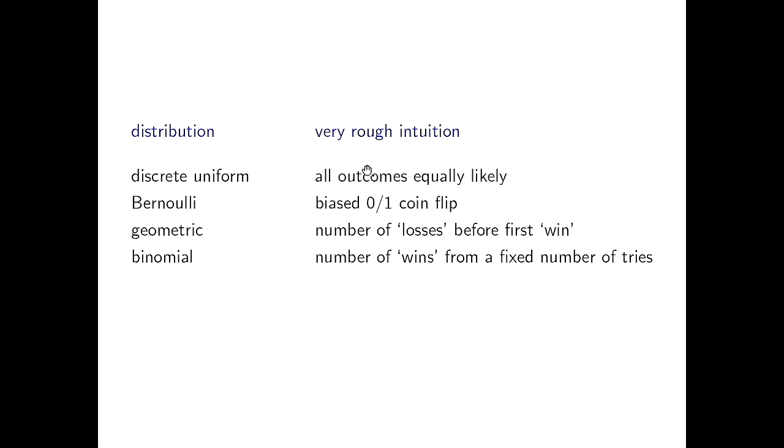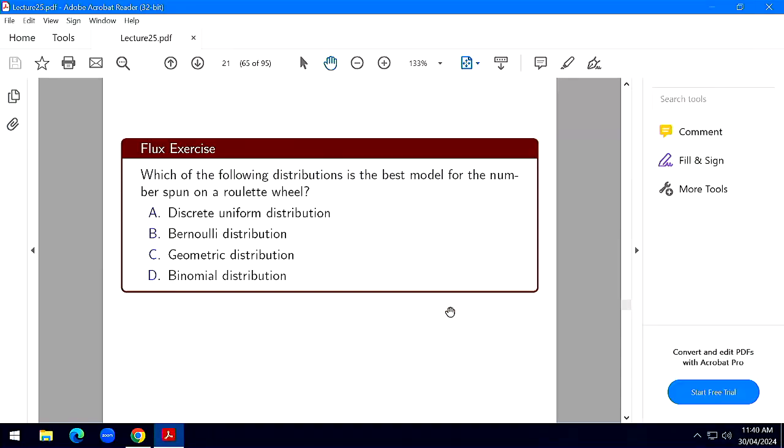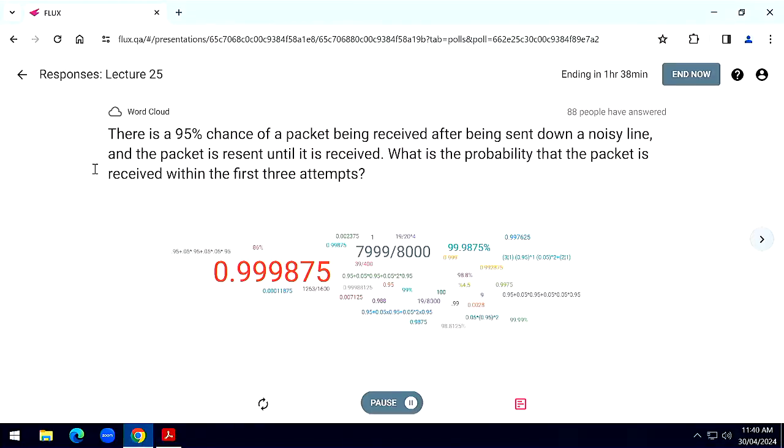Okay. So, discrete uniform, everything equally likely. Bernoulli, biased 0-1 coin flip. Geometric, number of failures before the first success, for some definition of failures or success. Binomial, number of wins from a fixed number of tries of a Bernoulli distribution, right? We've got one more to go. Very quickly though, which of these is the best model for a spin of a roulette wheel? I'm only going to give you about 30 seconds for this one.